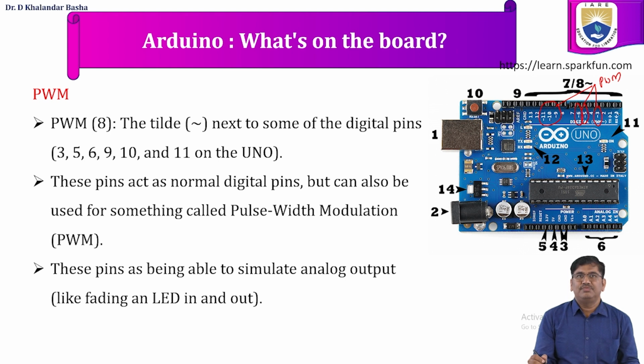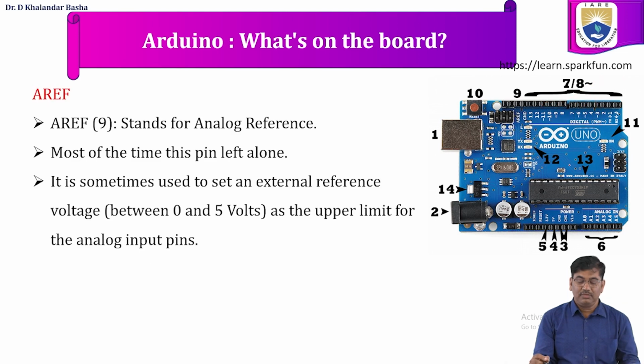So these pins generally act as DIOs, but can also be used for something called pulse width modulation. These pins are able to simulate analog output, like fading an LED in and out. So the PWM signals can be used for varying the intensity of the LEDs mainly. Next we have AREF.